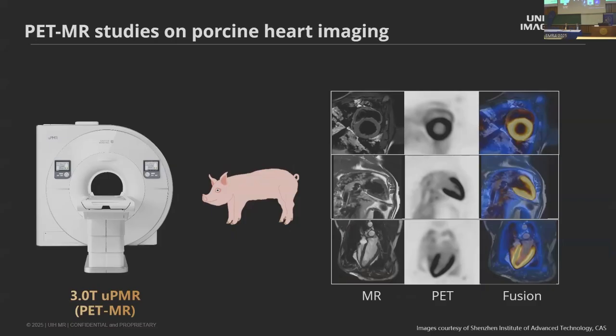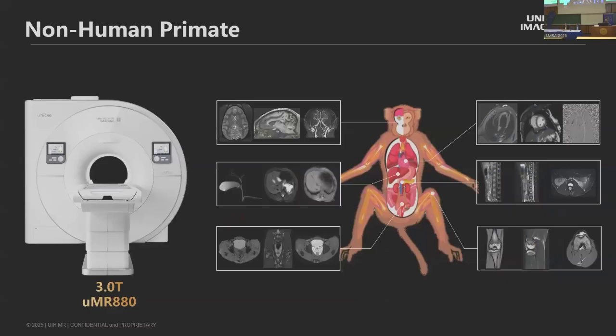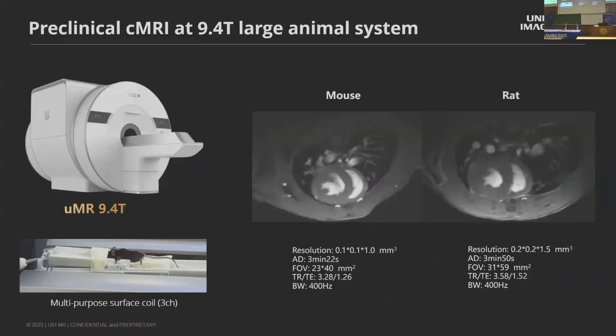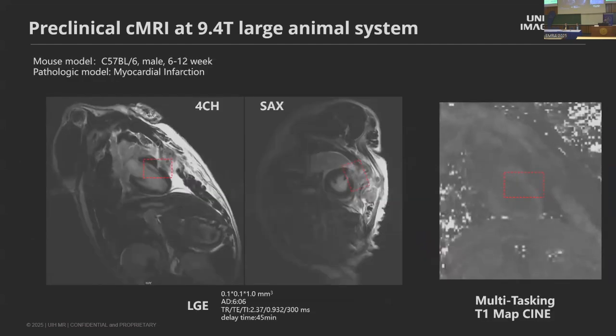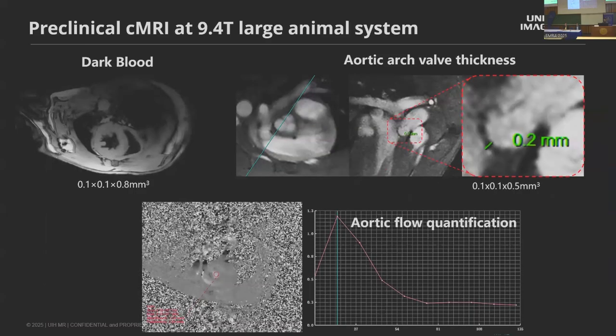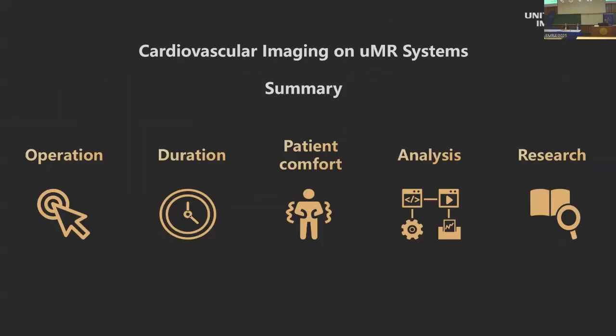So for the animal studies, we have performed cardiac scans on the PET-MR, and primate scans on the research 3T systems, and this is the setup of the primate scans, showing very high quality images, just like in humans. And for the preclinical systems, we can directly reveal those high quality cardiac images out of the box. And also we can do LGE, T1 map, and cine using multitasking techniques, ultra high resolution, flows and so on.